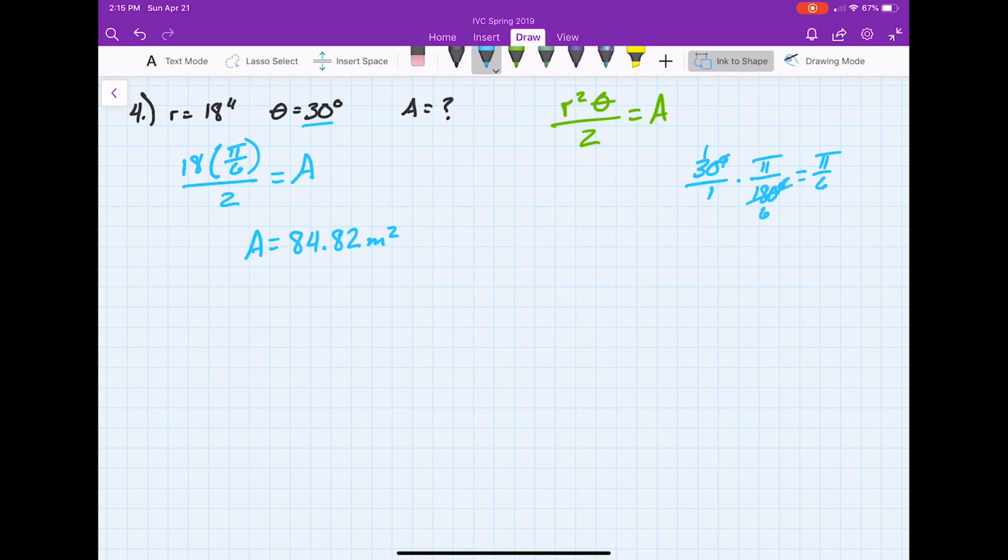Meters squared, actually this isn't meters. Last one was meters. This one is inches. So make sure we get our units correct. This will be in inches squared. And that is number 4.